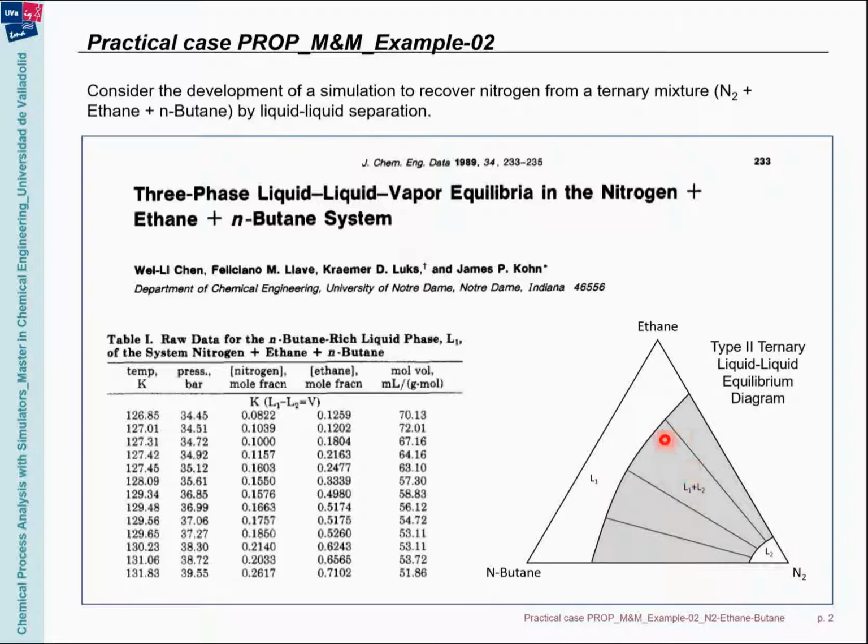In order to illustrate the performance of the property package that we are going to select next, we have chosen one of the experimental tables reported in this paper. For example, the one corresponding to the N-butane rich liquid phase, which corresponds to the equilibrium line on the left side. From this table, we have chosen one single point, this one, to illustrate the performance of the property package. We are going to calculate this point using Aspen Properties, and we will place the corresponding point on the ternary diagram, comparing with the experimental results reported here.